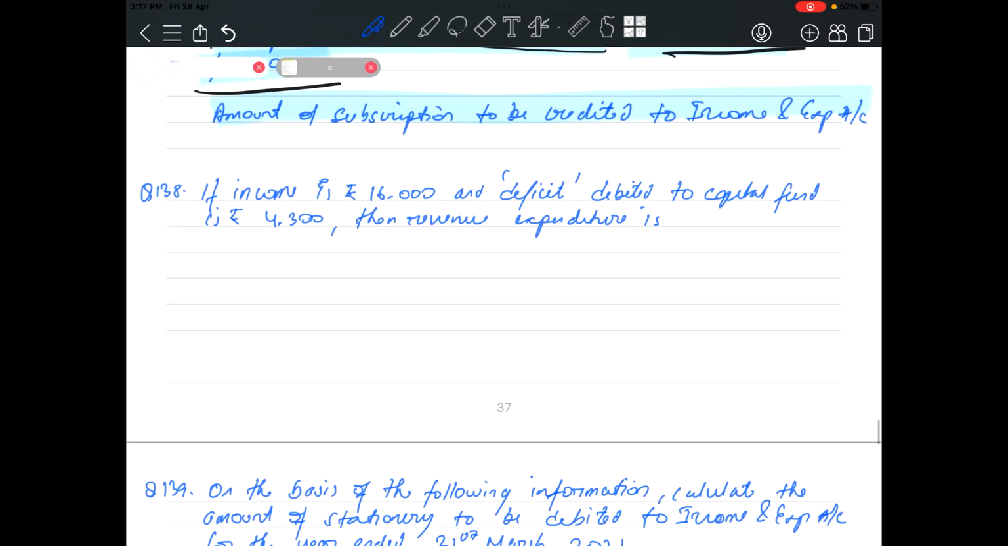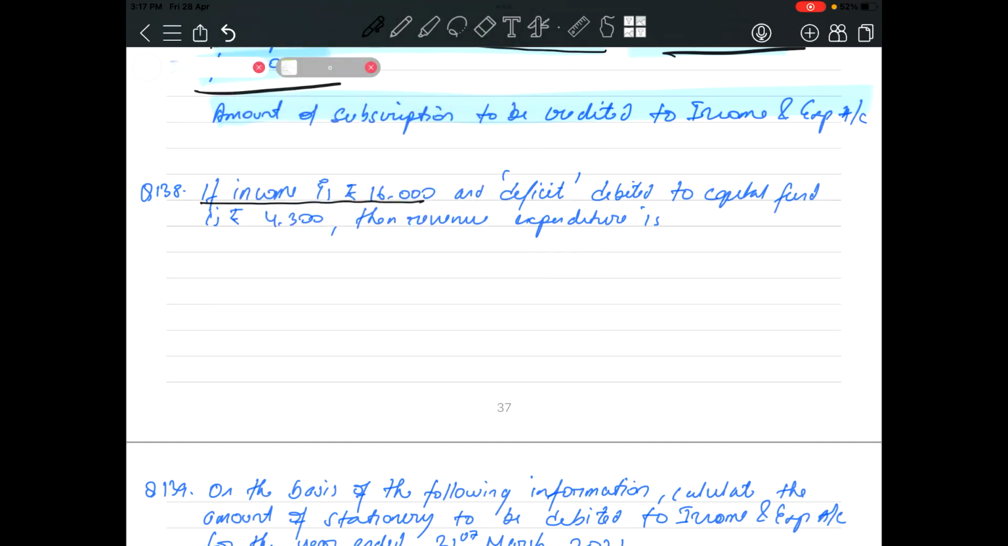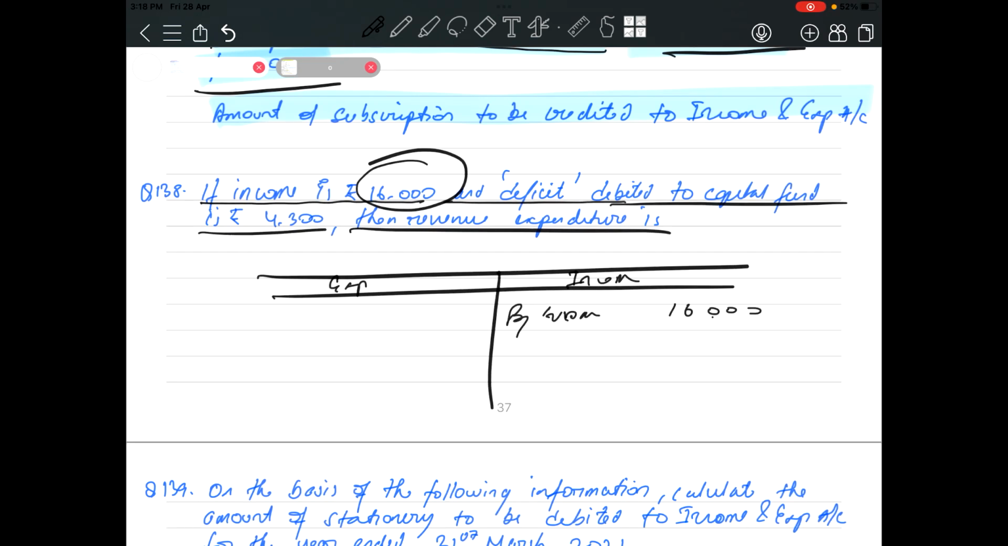Now let's come to question number 138. What's the question saying? If income is rupees 16,000 and deficit debited to capital fund is 4,300, the revenue expenditure is simple. We have to prepare income and expenditure account. So expenditure and income. If income is 16,000 and deficit is 4,300, now where will the deficit come? Deficit means loss.